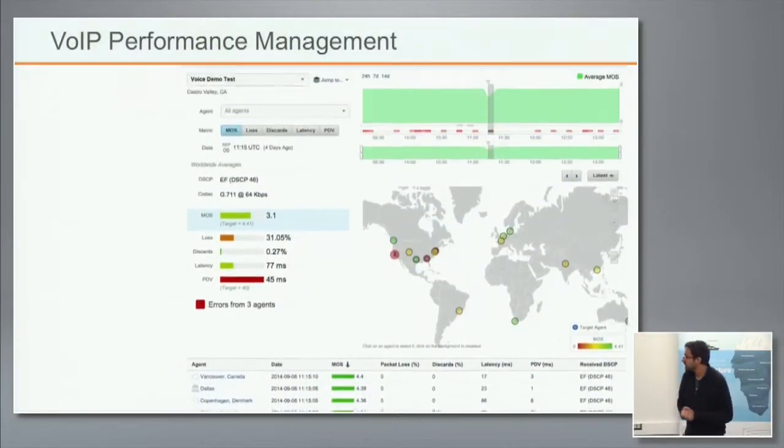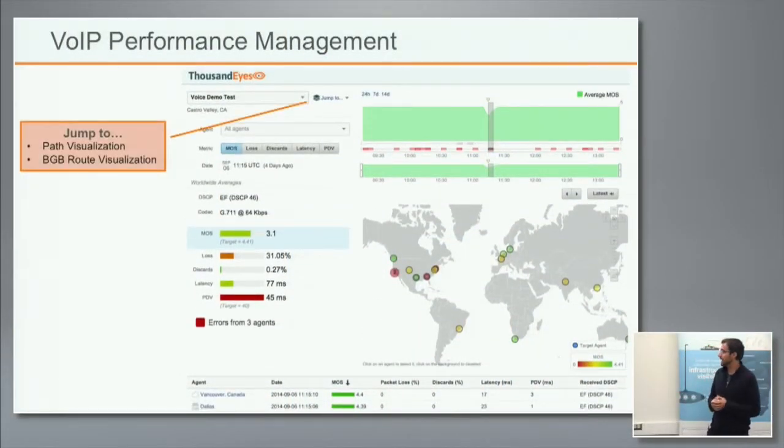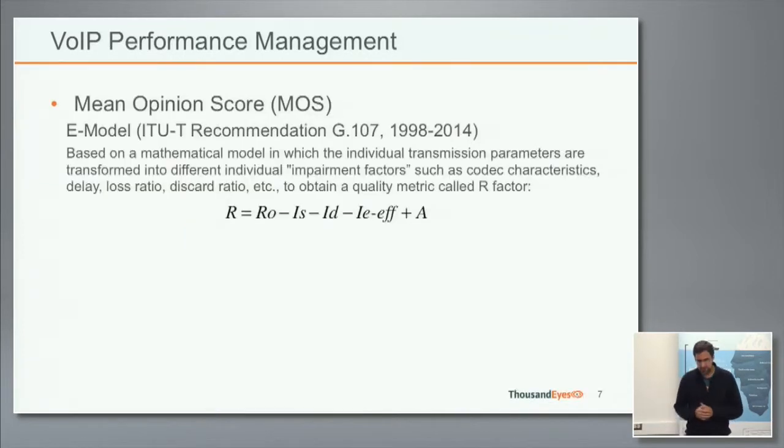Another cool feature that we have across our product is the X layer, as I think Mohit said before. So using the same time slice, you can jump to, for instance, the path visualization or the BGP route visualization. Let me just go a little bit into the mean opinion score.